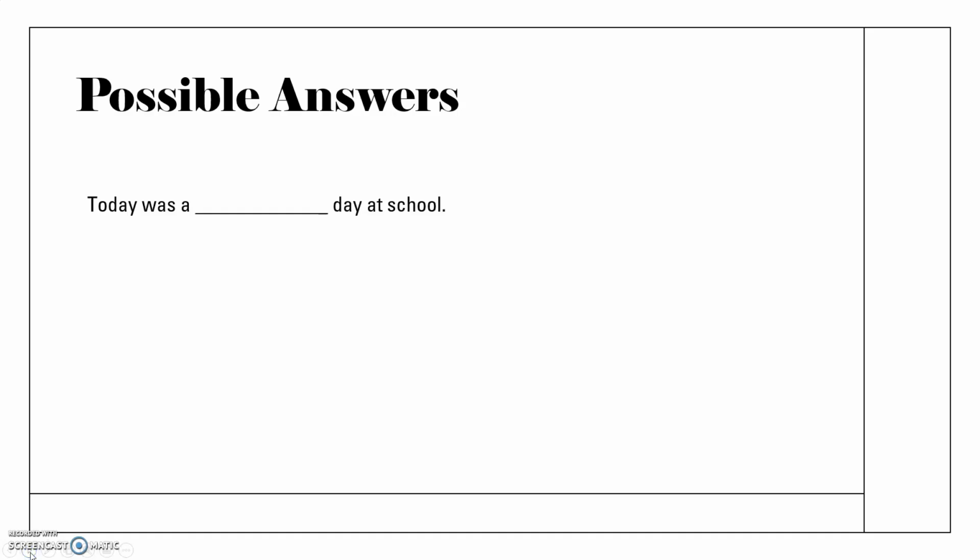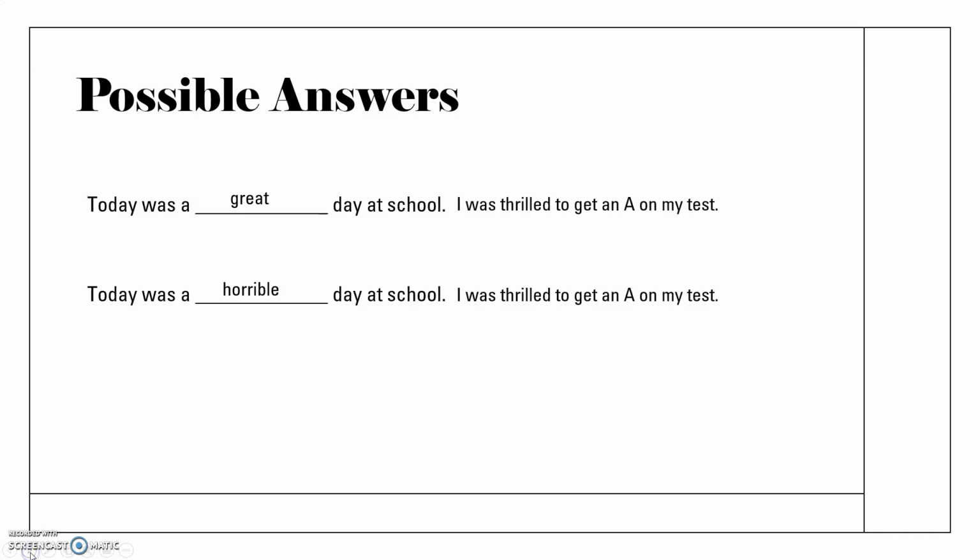If we're looking at this simple sentence, "Today was a blank day," there are many options. Great is one of them. You can also put in another adjective, horrible. "Today was a horrible day at school." Both of these are correct sentences, but without other context clues or another sentence to look at, we don't know which one is correct or what the meanings of those words might be.